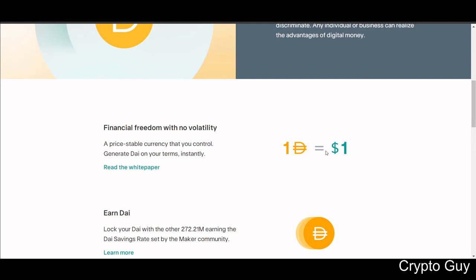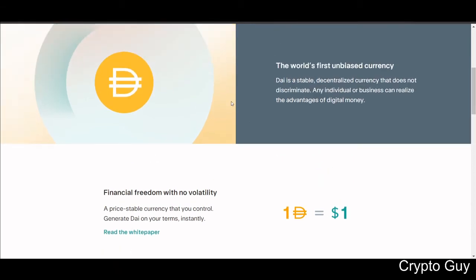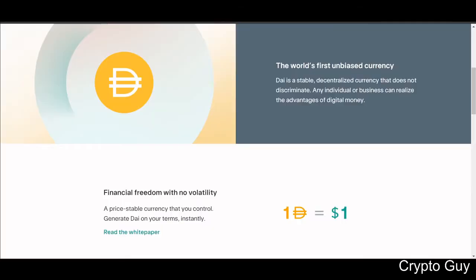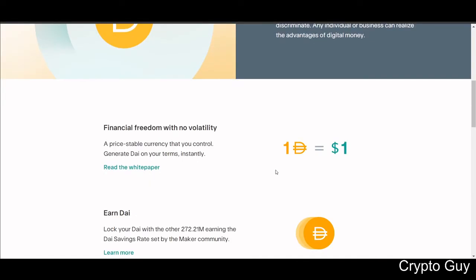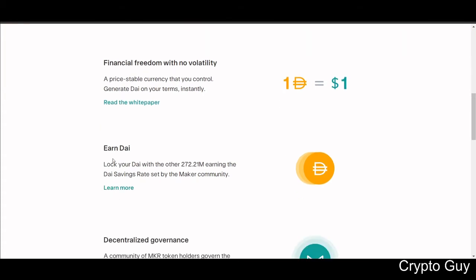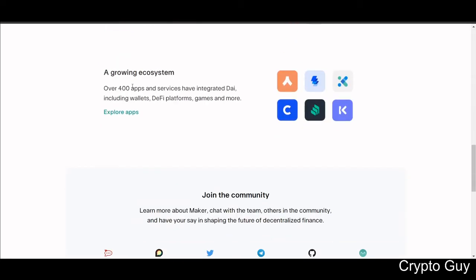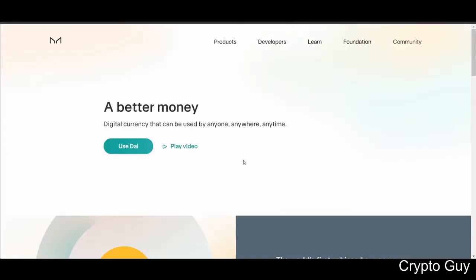One DAI will always be $1, no matter whether the price of Bitcoin is going up or down, whether the price of Ethereum is going up or down, or the market is bullish or bearish. One DAI is always equal to $1. You can also earn with your DAI, lock your DAI with other earning at the DAI savings rate set by the Maker community. And it's a growing ecosystem you can use with this: Coinbase, Compound, which I'm going to mention very soon in this video.